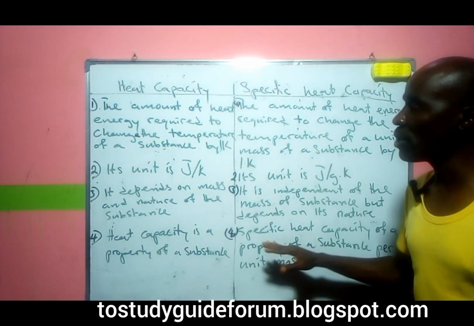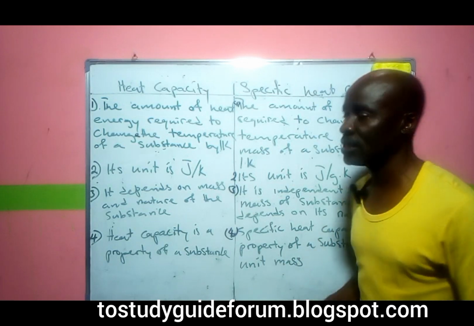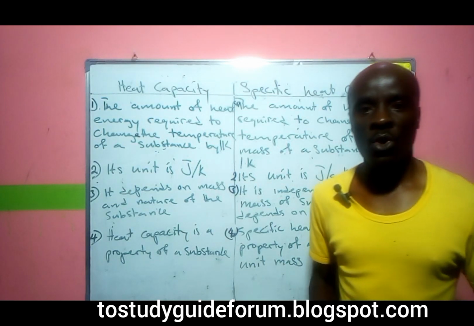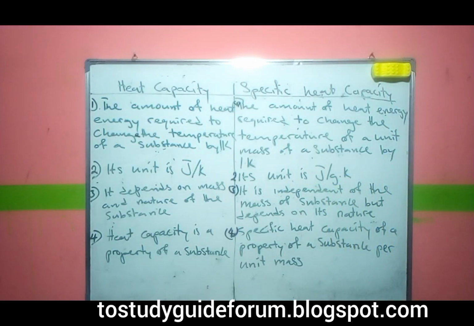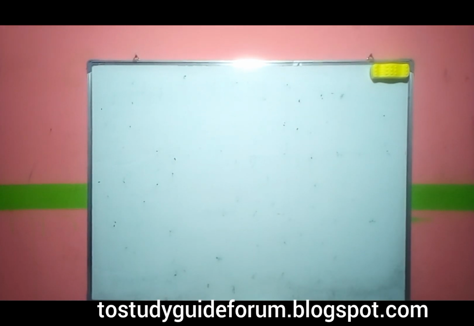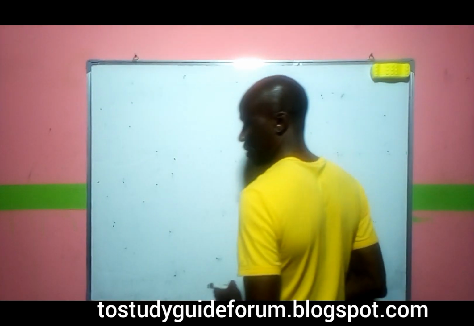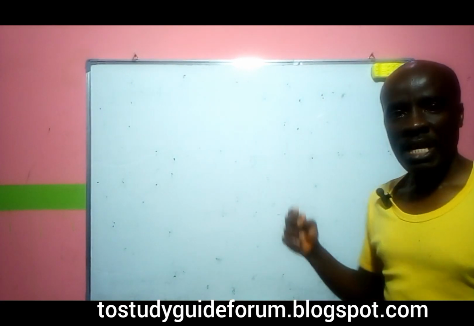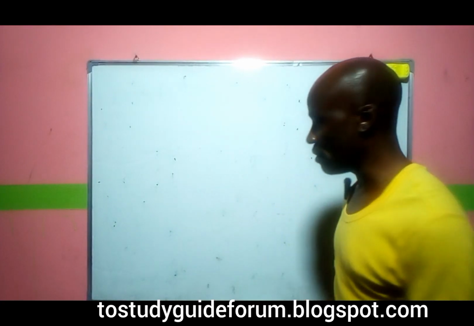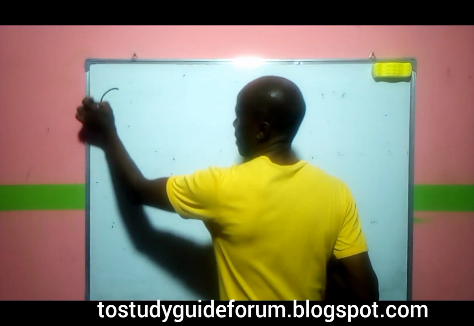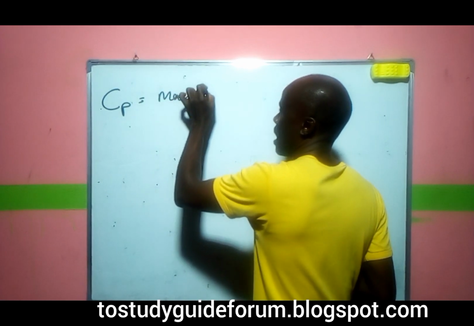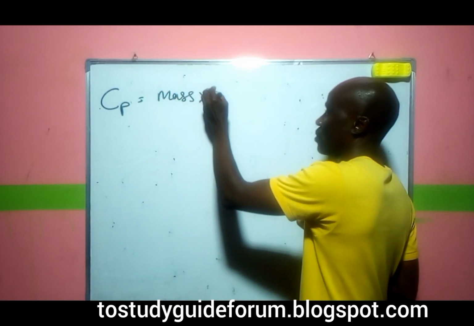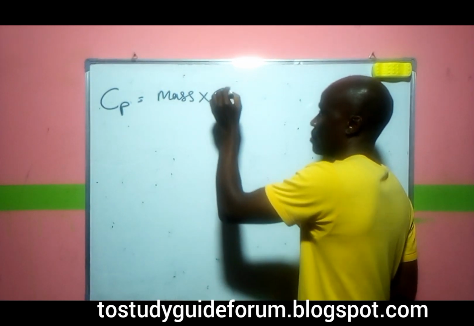So the next thing we're going to be looking at, we're going to try our hands with some calculation in order to understand how to apply some of these rules. All right, like we already know, heat capacity depends on the mass and the nature of the substance. What it simply means is that heat capacity depends on the mass and the nature, that is the specific heat capacity.